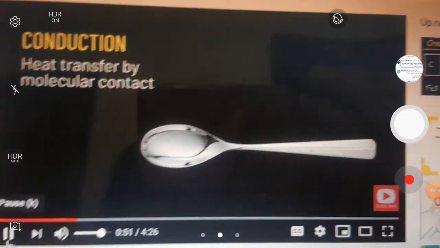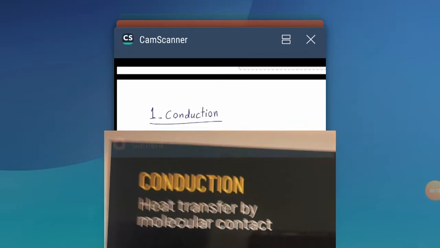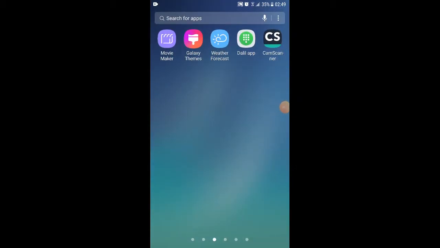So here I have a metallic spoon, and I imagine holding a match underneath it. Now what we know is that that spoon is going to heat up.